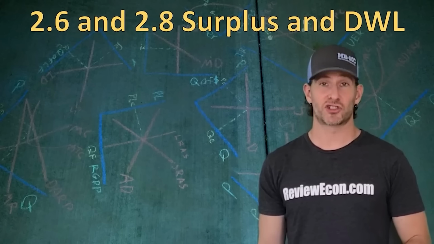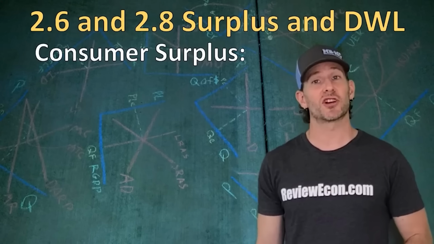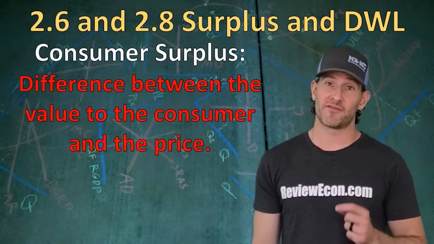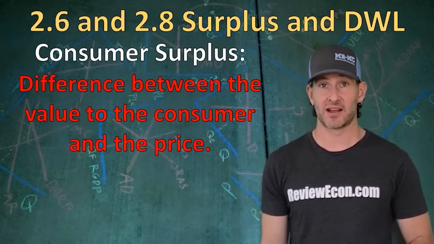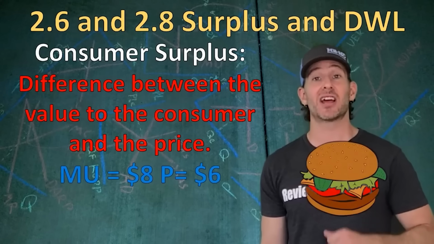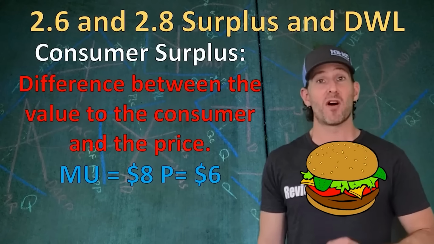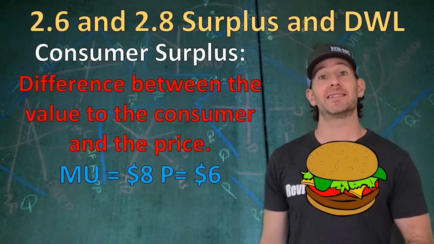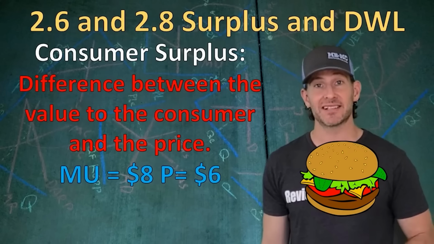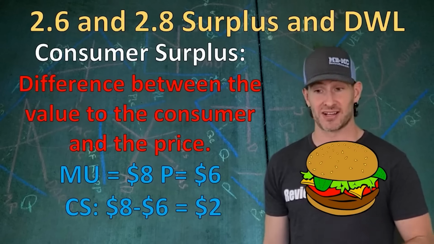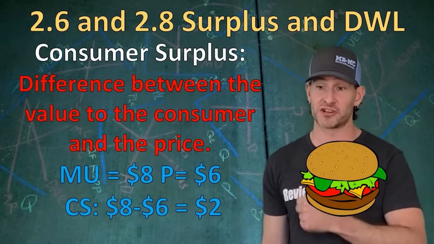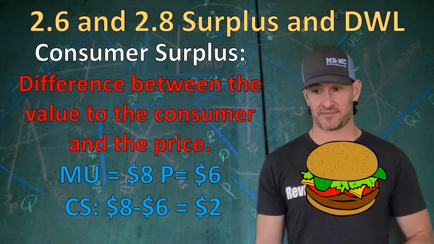This is called consumer surplus. Consumer surplus is the difference between the value to the customer and the price the customer pays. One of my favorite lunches is cheeseburgers. My marginal utility for the next cheeseburger is $8, but if I only pay $6, I have a consumer surplus of $2. It's the difference between my marginal utility and the price I pay.